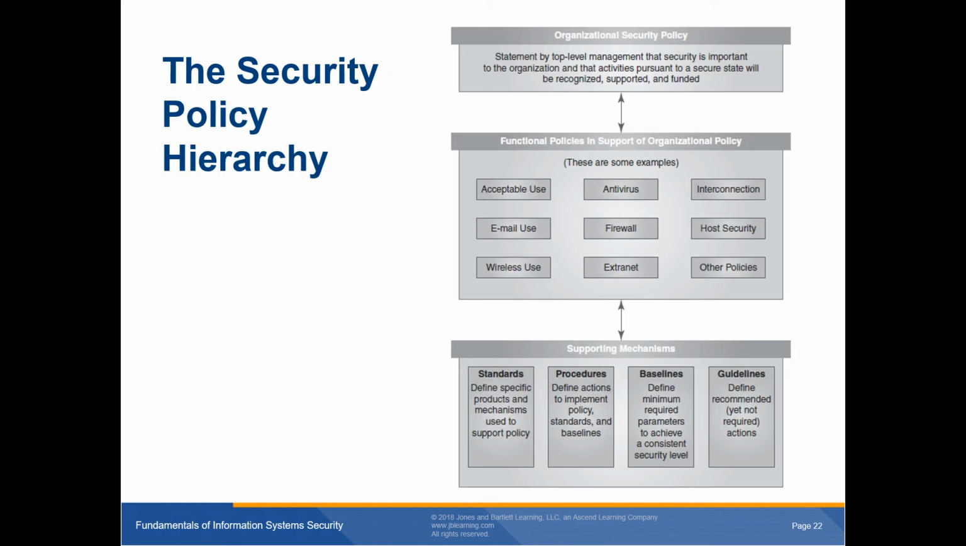Here we see the hierarchy. Organizational security policy, a statement by top-level management that security is important to the organization and the activities pursuant to a secure state will be recognized, supported, and funded. And then functional policies in support of the organizational policies. Some examples: acceptable use, antivirus, interconnection, email use, firewall, host security, wireless use, extranet, and a whole bunch of others. These are all functions that the organization does or uses to promote cybersecurity.